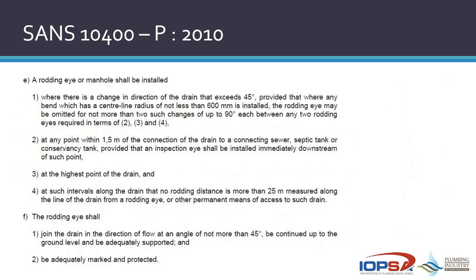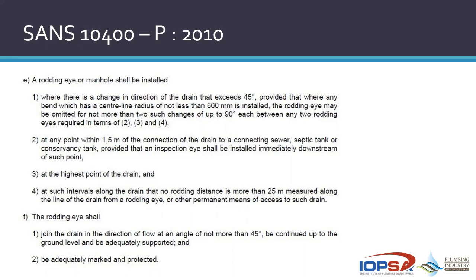A rodding eye or manhole shall be installed where there is a change of direction on the drain that exceeds 45 degrees, provided that where a bend has a centerline radius of not less than 600 mm, in other words a proper long radius bend, the rodding eye may be omitted for not more than 2 of those changes between any rodding eyes in terms of 2, 3, and 4. So if you do have a long radius bend at the foot of a stack and you need another long radius to get out, or to change direction to the outside, there's your 2 bends.